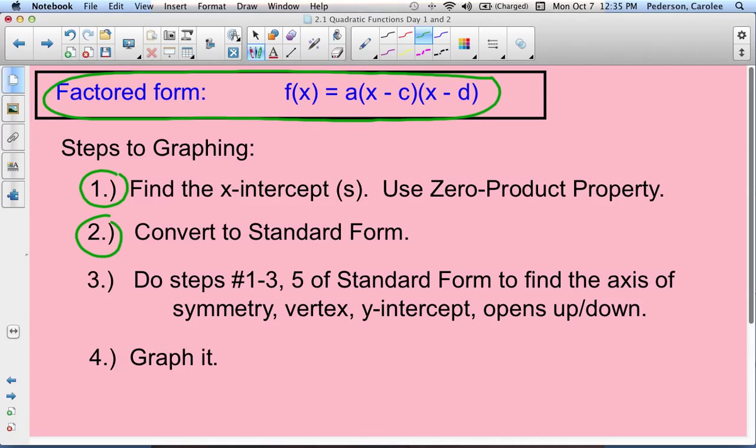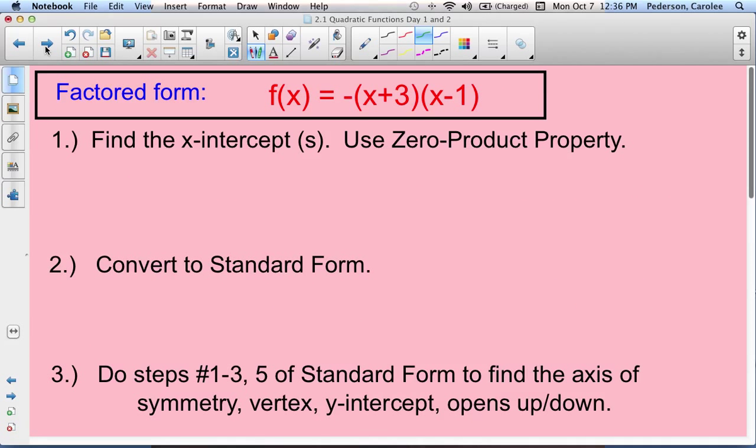And then step 2, we don't need to write any of these steps down. We'll convert it to standard form, then do steps 1 through 3 and 5 of standard form, and then graph it. So this slide, I would write down everything that I talk about. It's an important slide.